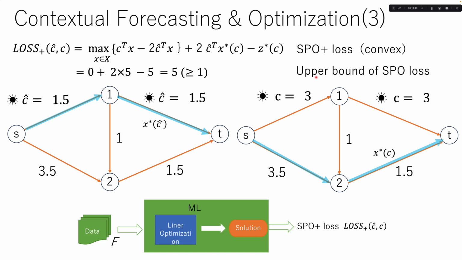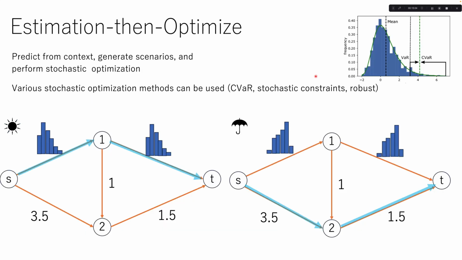This makes training easier. Additionally, the estimation then optimize approach has been suggested. This method involves predicting travel time from the context and generating scenarios for stochastic optimization. It can be combined with other approaches like CVaR minimization, chance-constrained optimization, or robust optimization.